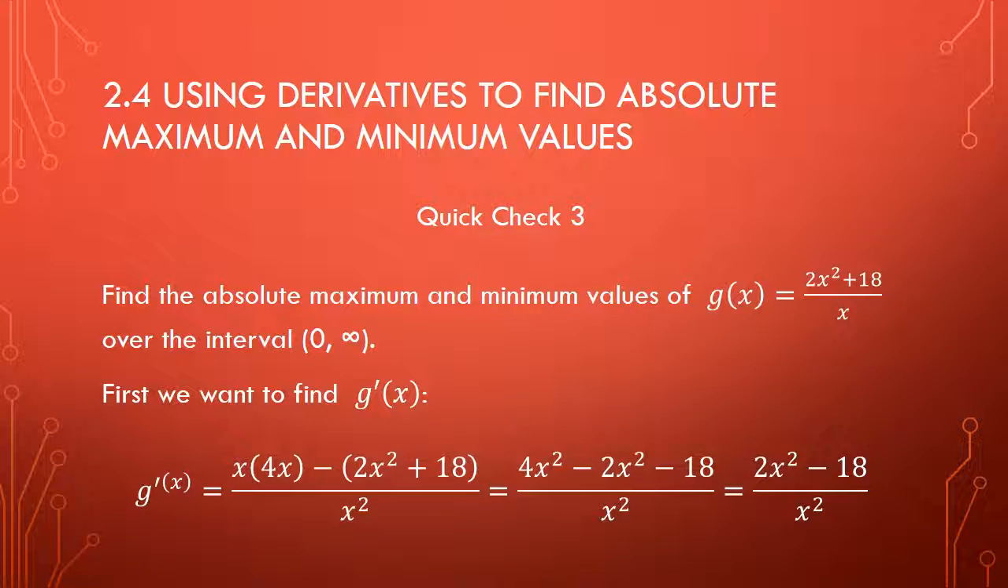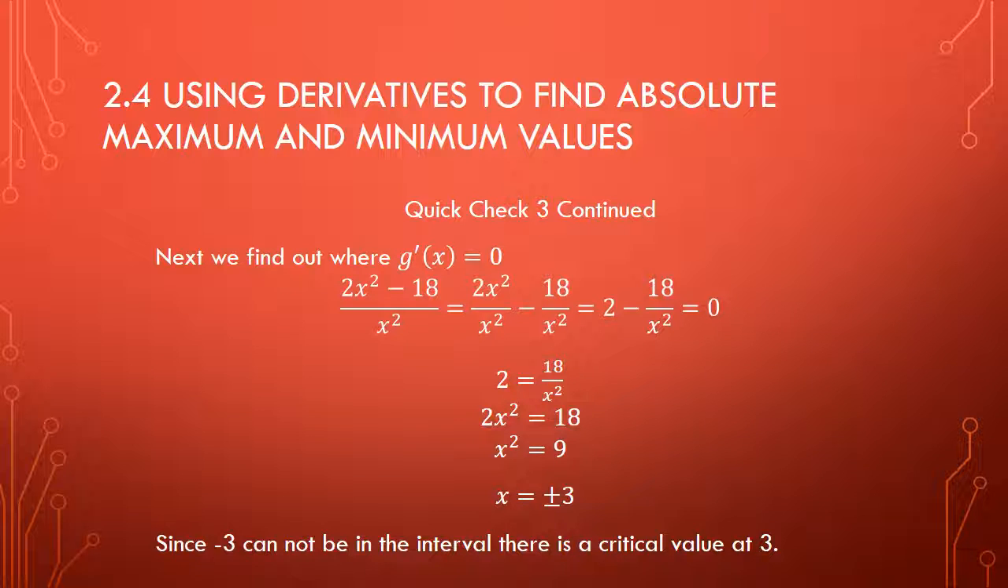Okay, so we're going to find the derivative of g of x. Now here we used the quotient rule. You could have rewritten it as 2x squared over x plus 18 over x, which would have given you 2x plus 18x to the minus 1, and then just taken the derivative of that. Notice that we did do a little simplifying here, and that was mostly just to make it easier to work with. You don't necessarily have to do that, but it's going to make it easier.